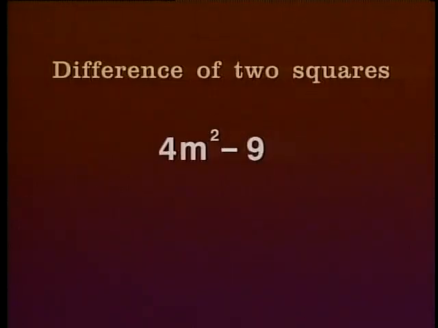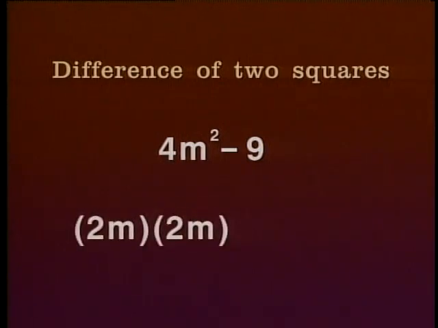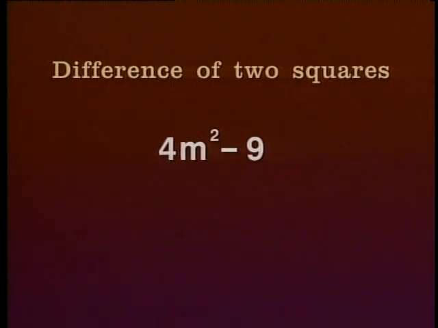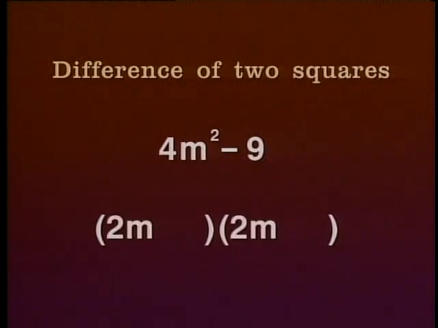Here's an example. Let's factor 4m squared minus 9. Notice that the two terms, 4m squared and 9, are perfect squares. That is, 4m squared is 2m times 2m, and 9 is 3 times 3. To factor the binomial, first set up your parentheses. Now factor the first term. As we've seen, the factors are 2m and 2m. The factors of the second term are 3 and 3, so we put them in the second positions.